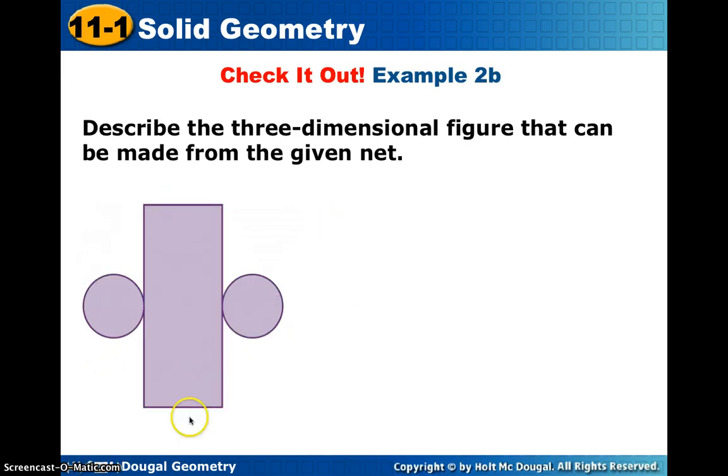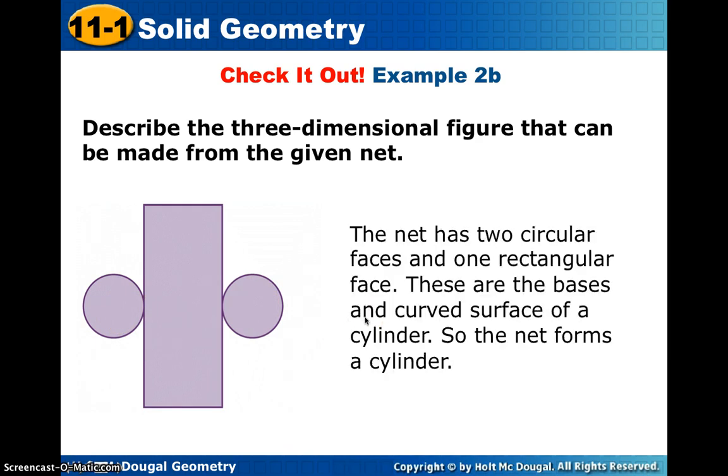And how about this one? We can kind of take this rectangle and make a tube out of it, and then these on the sides would be like the ends of the tube. So we're going to have a cylinder.